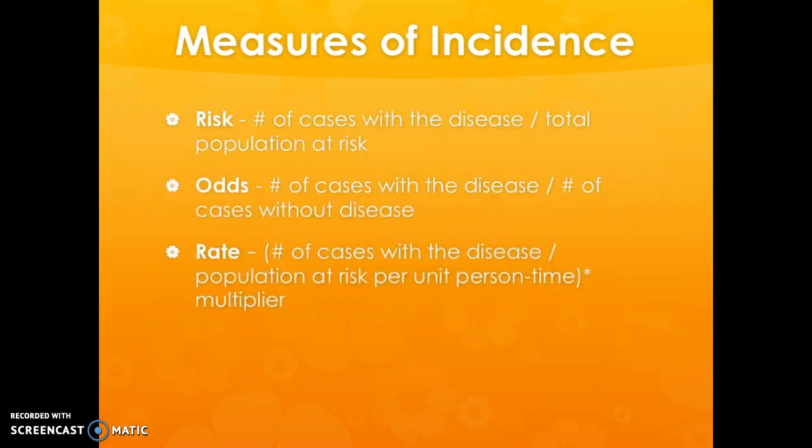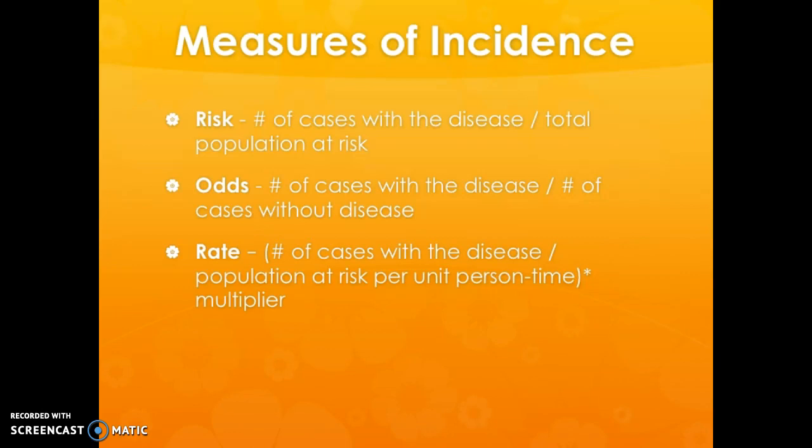So measures of incidence. We have risk, odds, and rate. Risk is the number of cases with the disease divided by the total population at risk. So this is really the new cases of disease over the total population, and that's a number between 0 and 1, with 0 being no risk and 1 being 100% risk. This can also be expressed as a percentage if you multiply by 100, so for instance 25% risk.